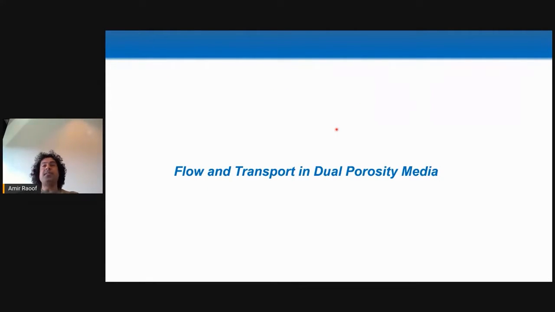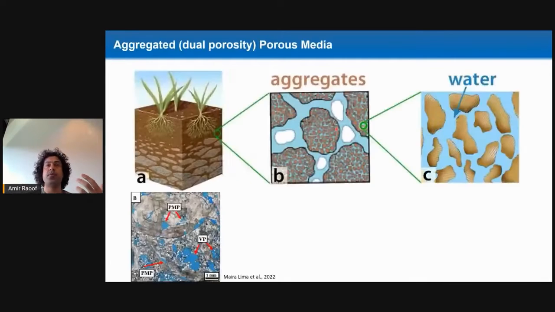And with this one, I will go one step further. Now you can imagine what if the pores in the system are dual porosity. What I mean by dual porosity is that if you look at this image here, for example, you have larger pores here, but you also have much, much smaller pores. And if you zoom in, you can have even smaller pores. That's why such a system you can call dual porosity.